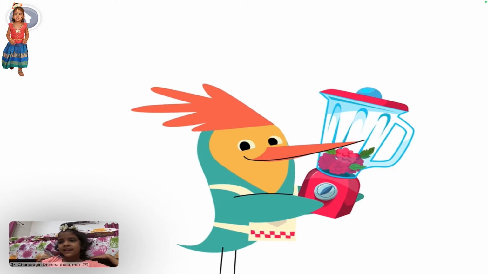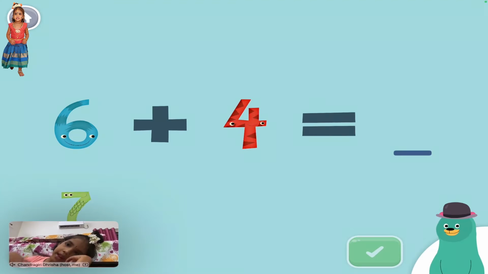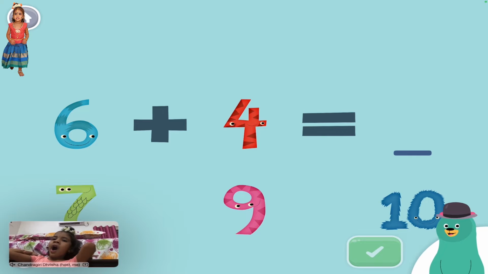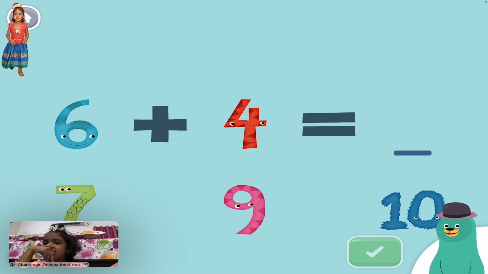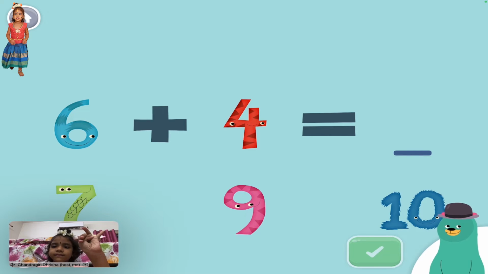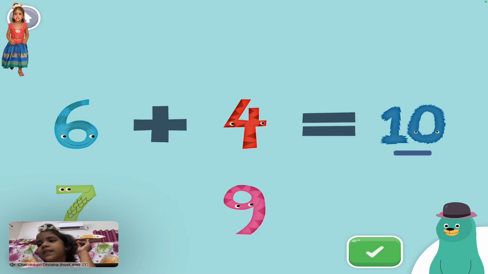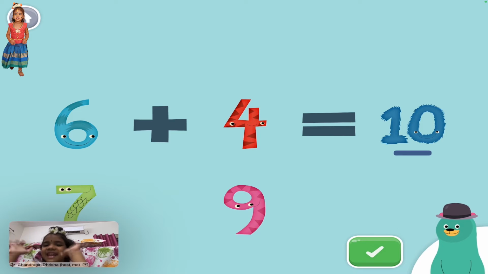Let's do some addition! Time to make a smoothie! What is 6 plus 4? 6 plus 4... What is 6 plus 4? 7, 8, 9, 10. 10. Neat. 6 plus 4 is 10.